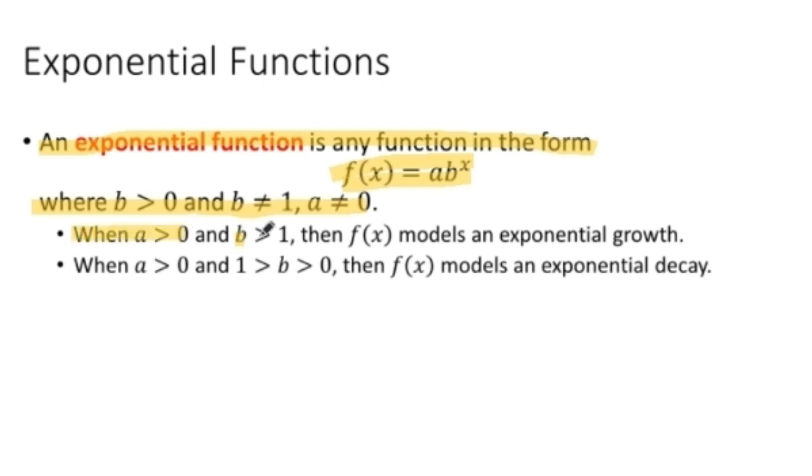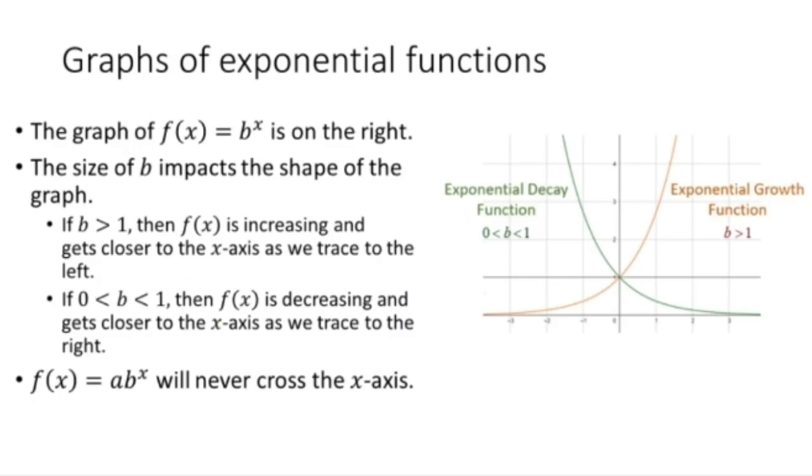When a is positive and b is greater than 1, then f(x) models exponential growth. When a was positive, but b was between 0 and 1, then f(x) modeled exponential decay. From our problems involving exponential growth and decay, we have an idea of how exponential function graphs should look. And there are generally two shapes based off the size of b.